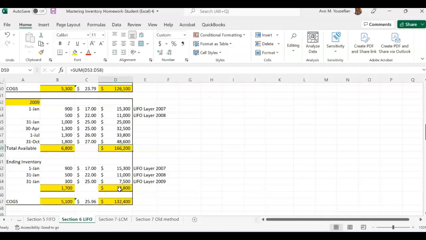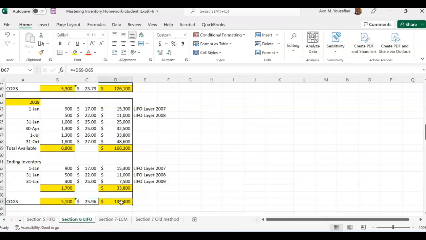166,000 available less 33,000 is $132,400 cost of goods sold at that point. If you'd like to know what the average cost is, that's fine. But that doesn't go anywhere. It's just management information, but doesn't go anywhere.